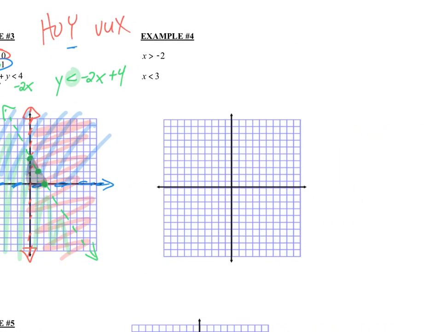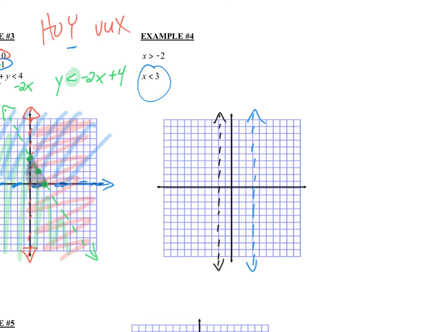Example 4. x is greater than negative 2. Since it's x equals, it's Vux, so it's vertical. So go to negative 2. And this is actually a dashed line because it's just a greater than. Then it's x is less than 3. So go to 3, 1, 2, 3. This is also a dashed line.